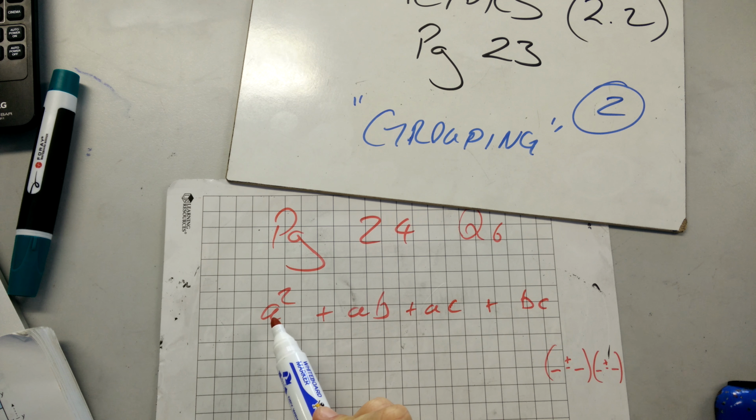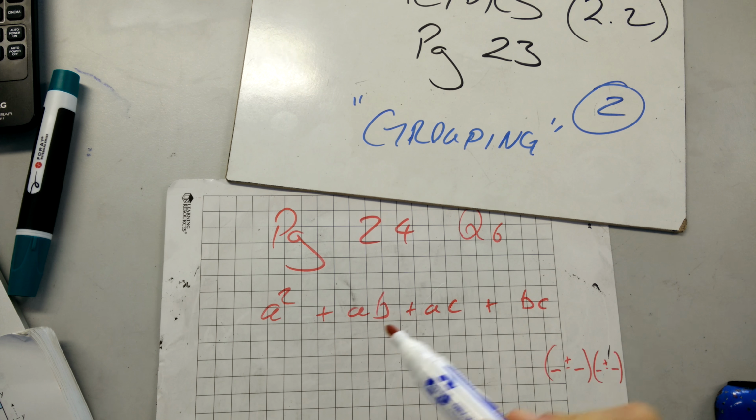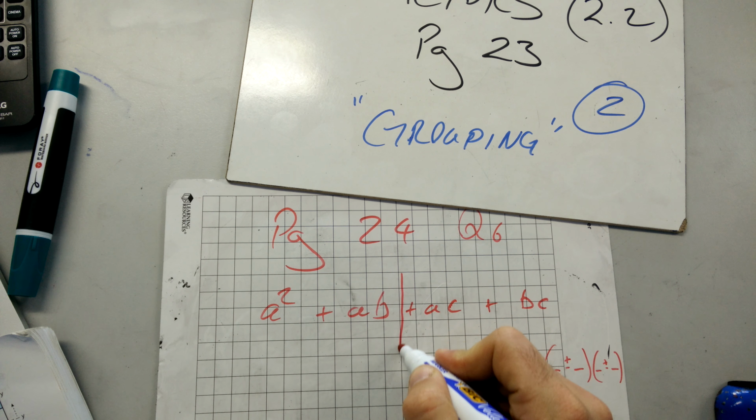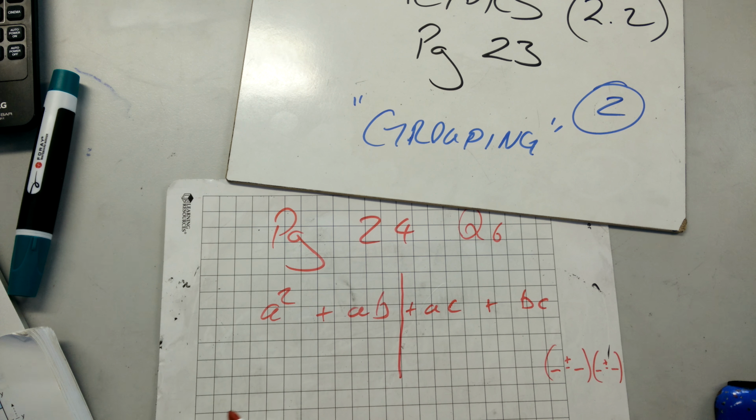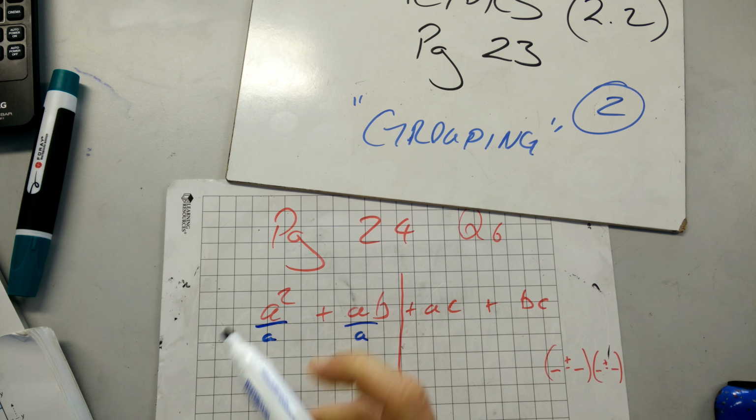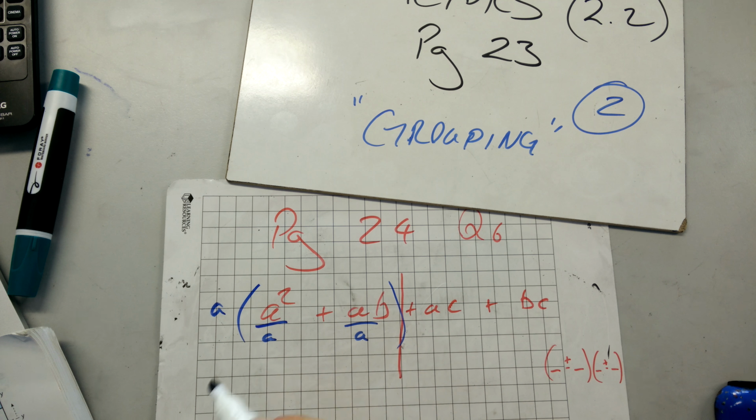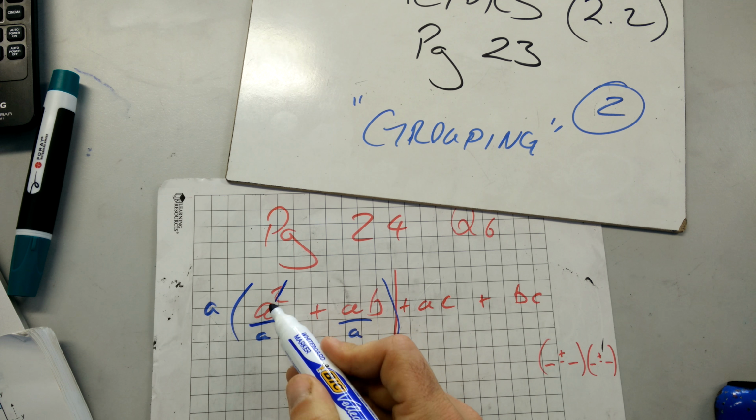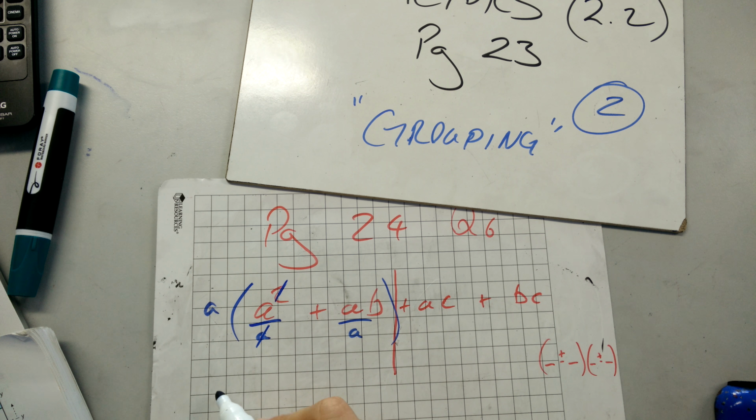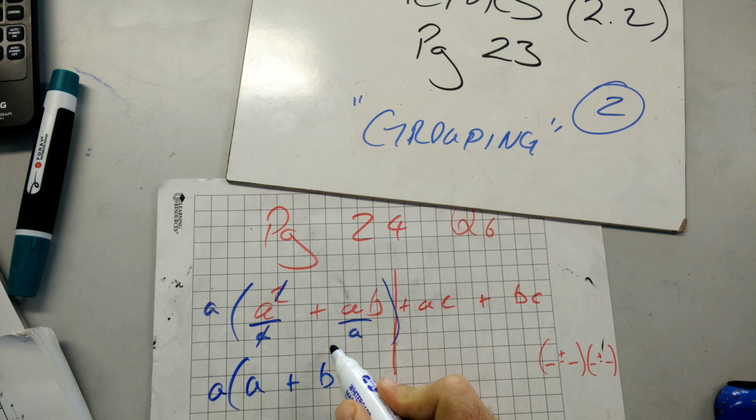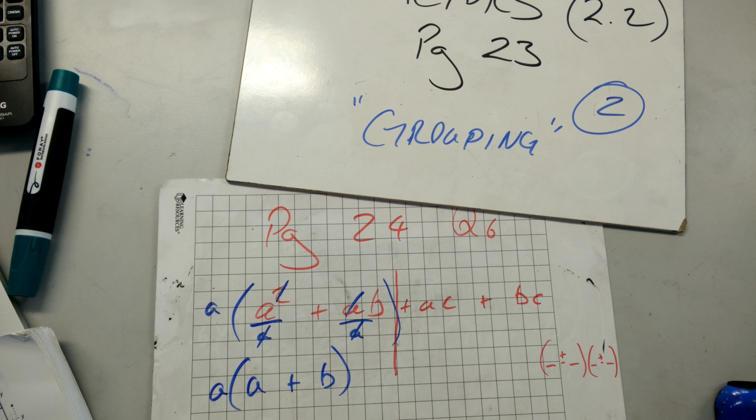So, if I look at a squared plus ab, what's common to just that section first? What's the highest common factor of a squared and ab? Well, it has to be a. So I divide both of those terms by a, and then I multiply both of those terms by a, because remember, if you divide by a, you must multiply by a. So then one of the a's cancels, and you're going to be left with a on the outside, a plus b on the inside.